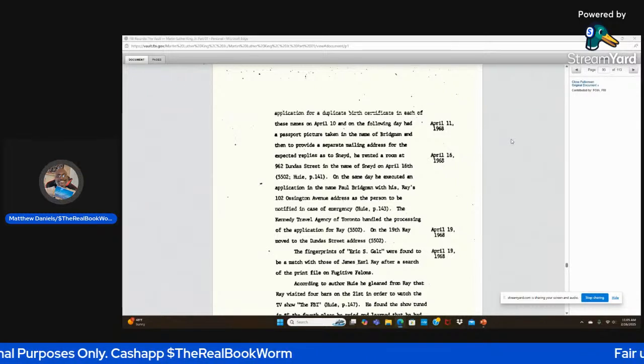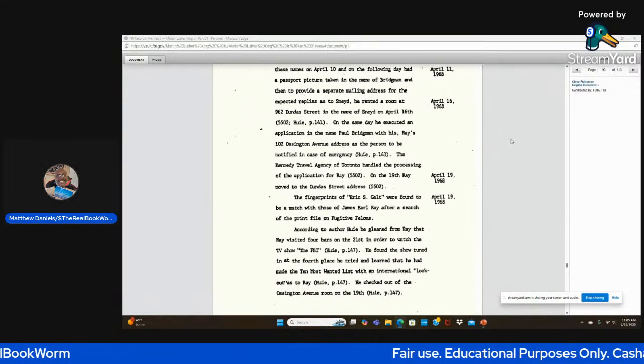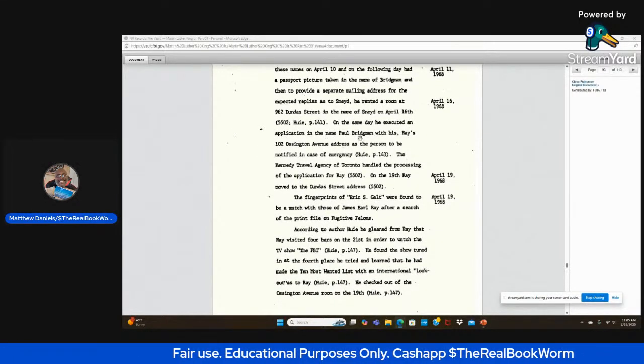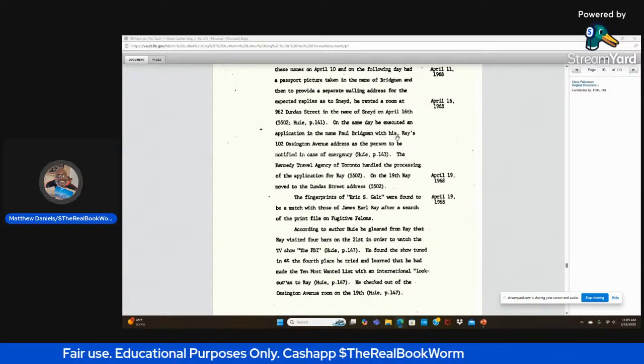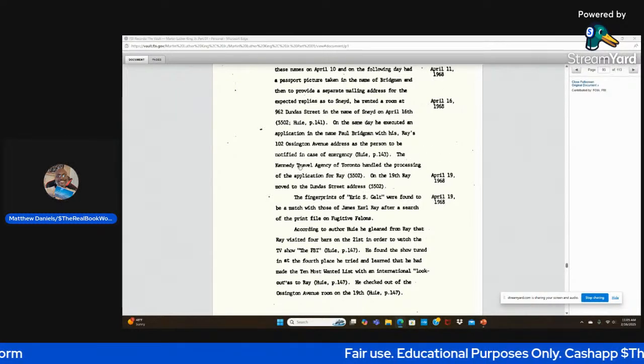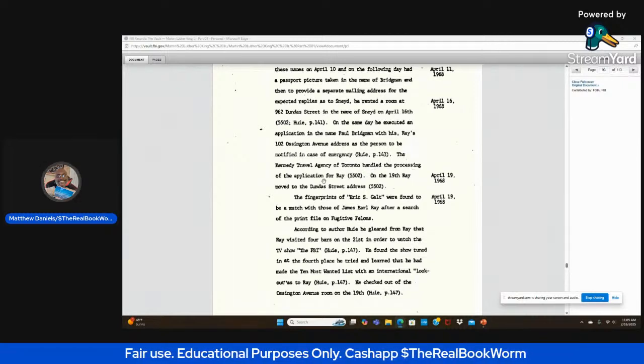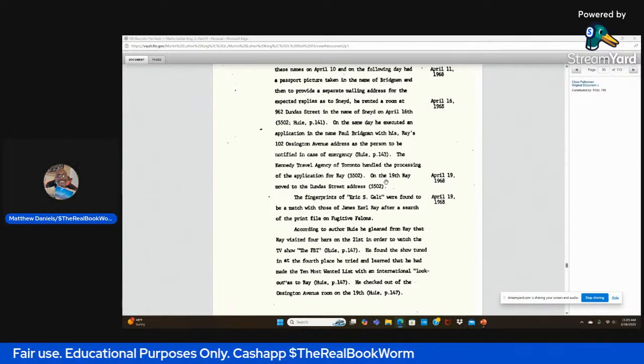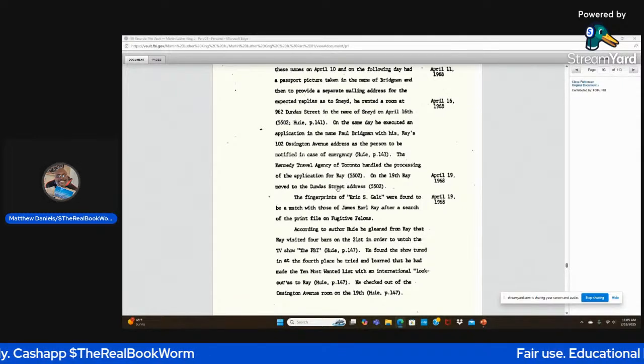And you guys think he was a lone gunman, a lone wolf? Heck no. On the same day, he executed an application in the name Paul Bridgman with Ray's 102 Ossington Avenue address as the person to be notified in case of emergency. The Kennedy Travel Agency of Toronto handled the processing of the application for Ray. On the 19th, Ray moved to the Dundas Street address.